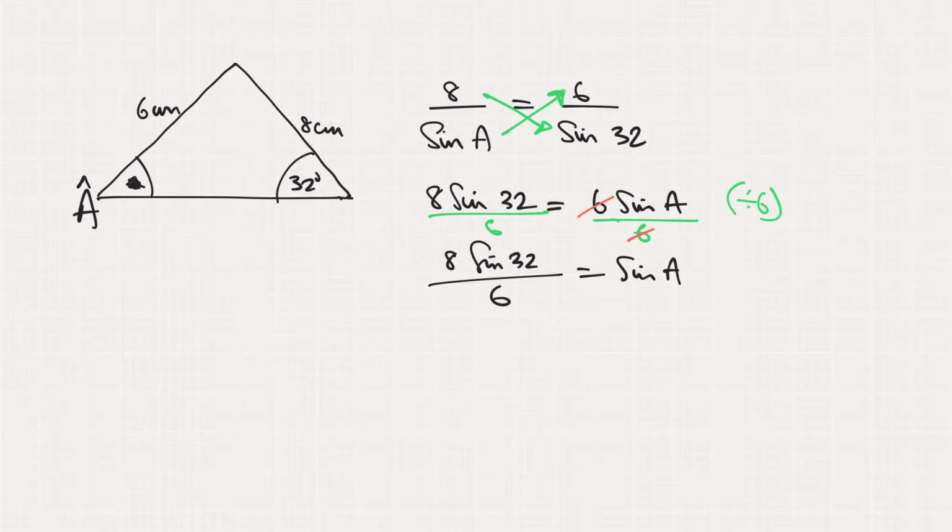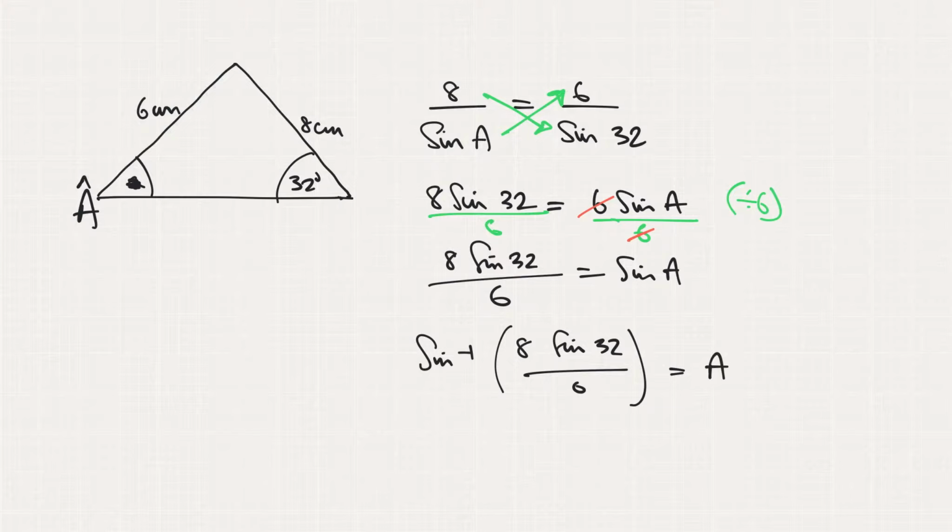Okay, good. Now, I need to find what A is, so I need to remove that sine there. And for this, we need to do the inverse sine, if you remember from the videos on our trig ratios when you're finding an angle. So therefore, that gives me sine inverse of 8 sine 32 all over 6 equals A. This I'll just plug in my calculator and then I'm done. All right, so that gives me an answer of 45 degrees, actually 44.95. So I just decided to round that up. And that's what that angle turns out to be.